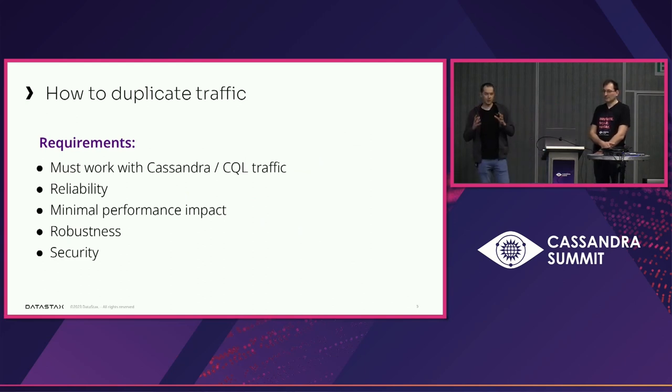So how should this magic part look like? What should it do? There are basically two requirements. One is that it should work with CQL traffic, obviously. And the second thing is that it must not impact the real production load. It must not impact the user. And this translates to reliability. It must be super reliable. It must have minimal performance impact. It should be secure. There should be no new security risks. And it should be robust, so it should perform in a predictable way in adverse conditions.